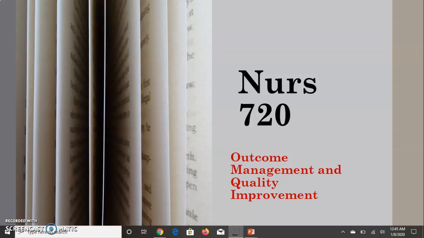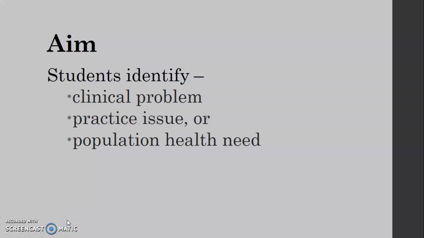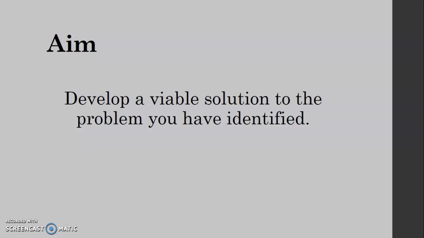Welcome to Nurse 720, Outcome Management and Quality Improvement. The aim of this course is for students to identify a clinical problem, practice issue, or population health need. Then, develop a viable solution to the problem that's been identified.